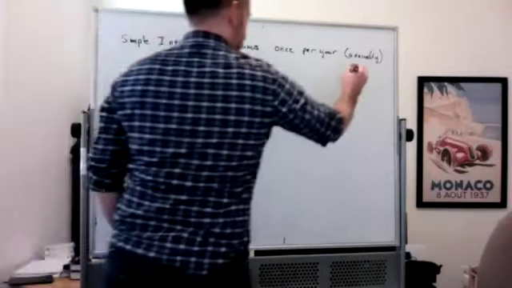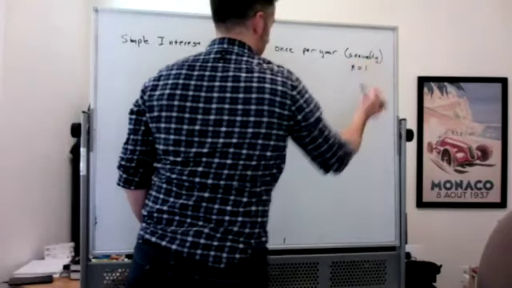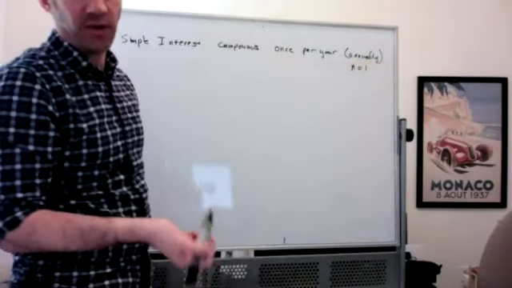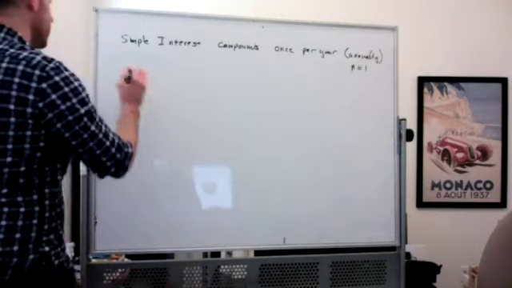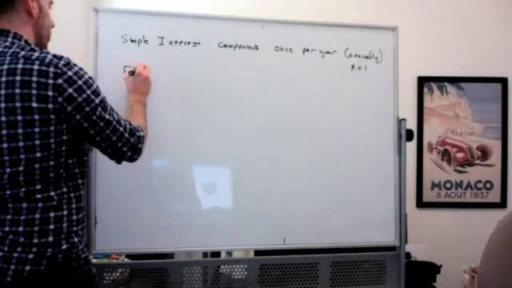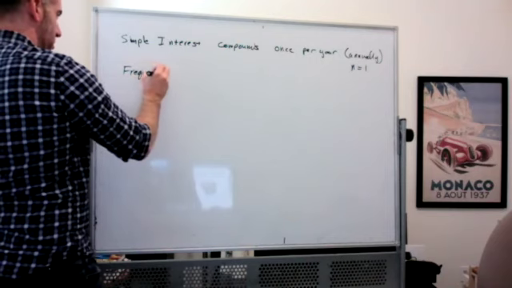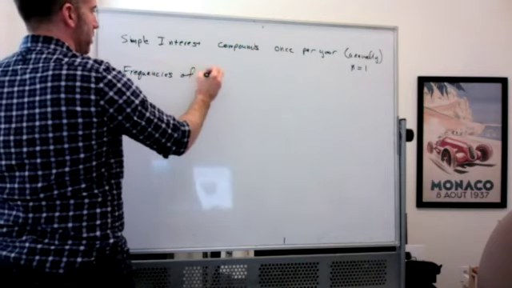And then we also specify n equals 1, where n is going to be the number of times we compound per year. And then there's other frequencies of compounding.